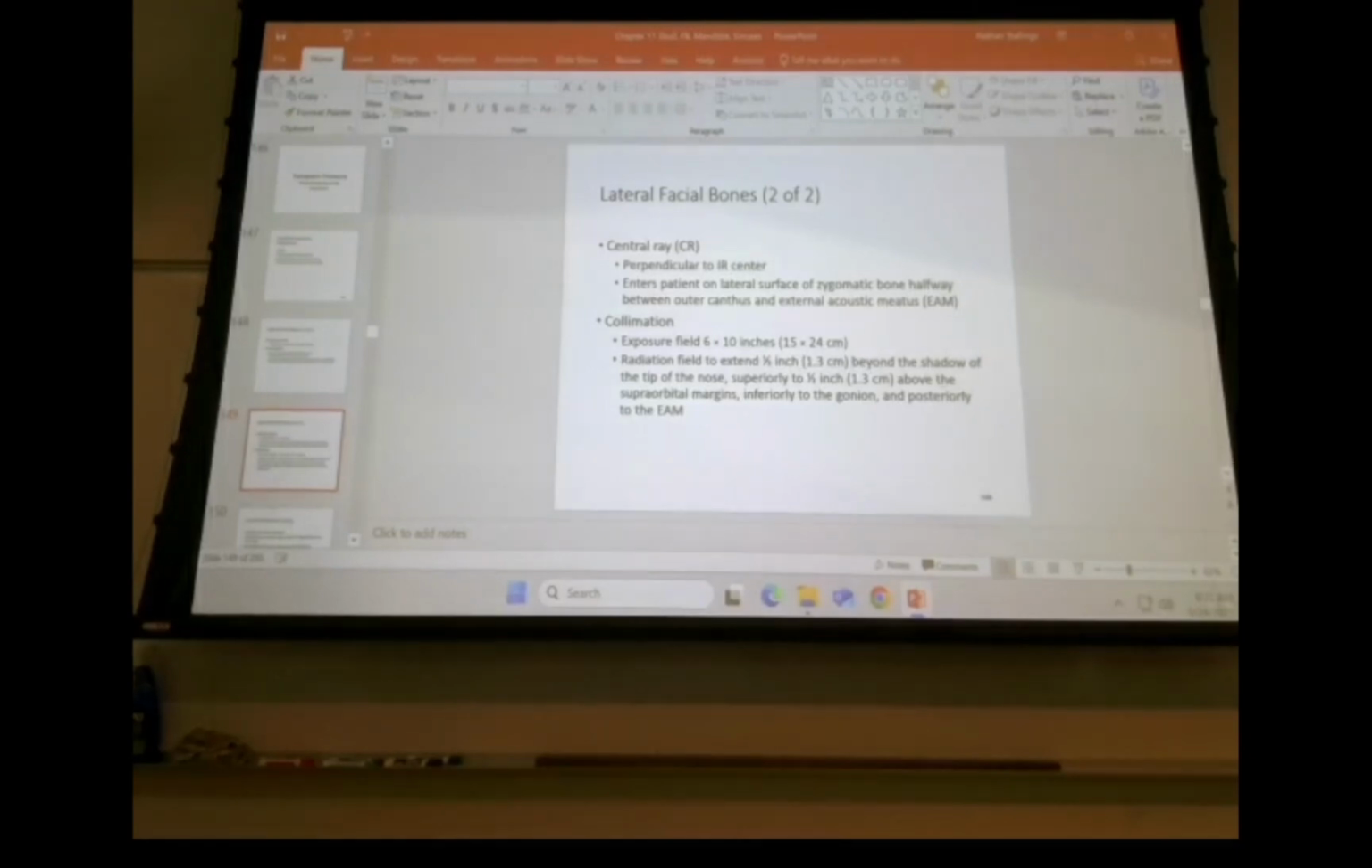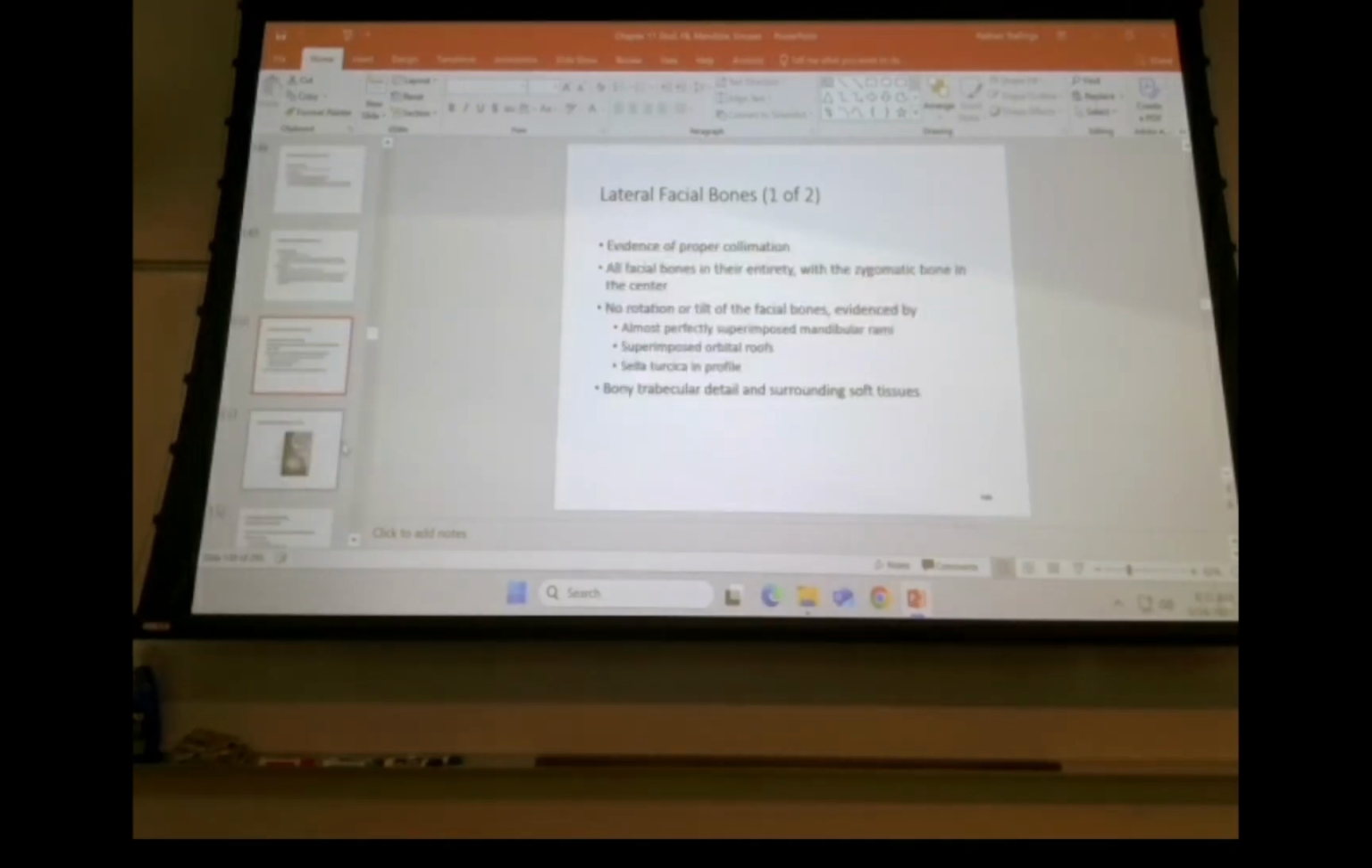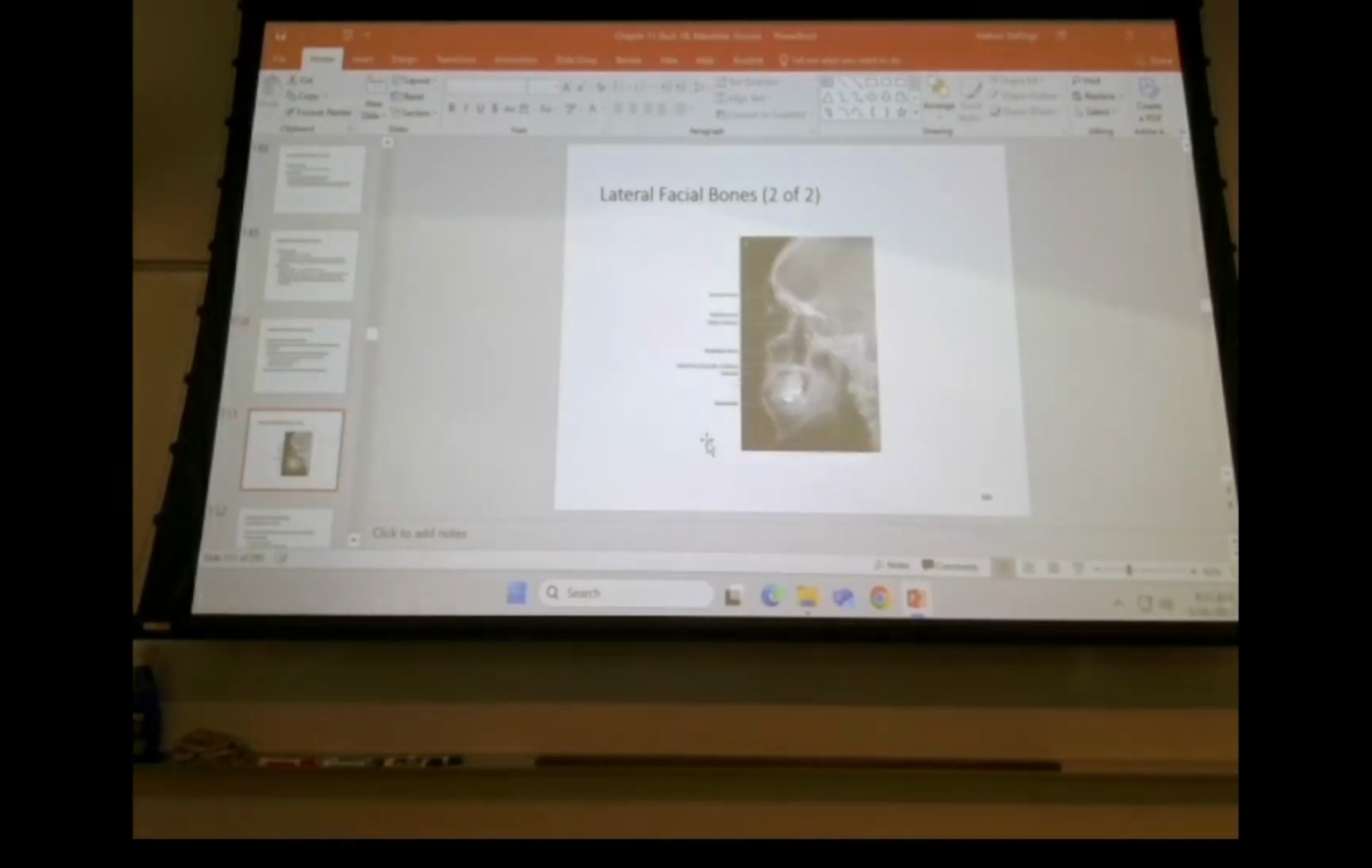Okay? So you don't have to include the entire skull. What you want to see is the superimposed mandibular rami, superimposed orbital roofs, sella turcica in profile without any kind of rotation. It should look like that. So what you're going to see in your lateral facial bones, lateral sinuses, pretty obvious, everything's going to be superimposed. But a recurring thing that we're going to see in our lateral sinuses is that the sphenoid sinus is going to be the sinus, in our evaluation criteria, the sinus of interest.